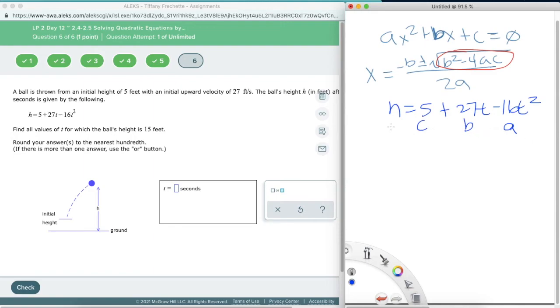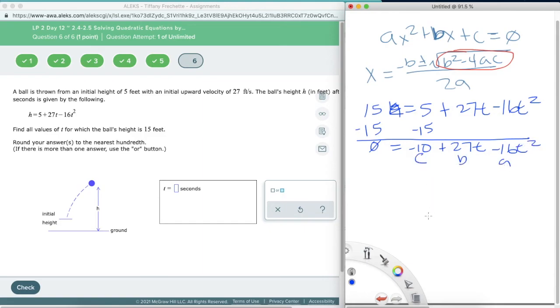And if I want to find all values of t for which the ball's height is 15, I need to be careful before I label this. This h actually needs to be 15 for me to be able to find this correctly. So I'm going to subtract 15 from both sides so that it equals 0. So I'm going to have 0 equals negative 10 plus 27t minus 16t squared. So now I have a, b, and c. And I can start plugging this in.